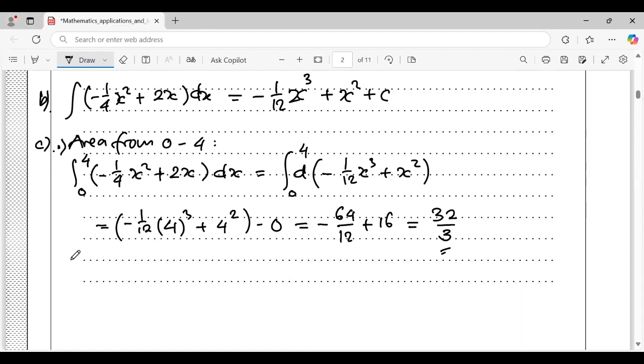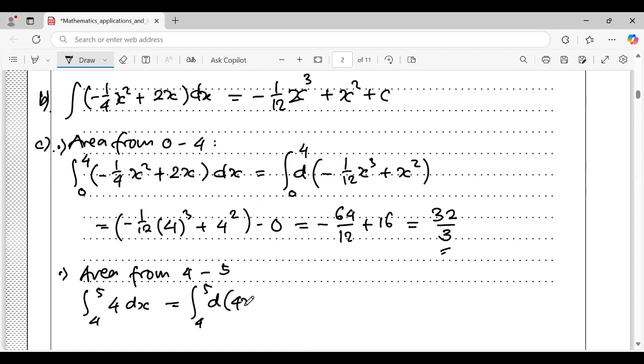And the next, afterwards, the area from 4 to 5. The function is 4, integral of 4 dx from 4 to 5. Substitute 5 and 4: 4 multiplied by 5 minus 4 multiplied by 4, 20 minus 16. This is 4.